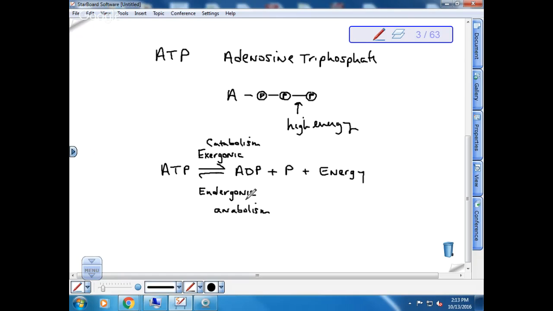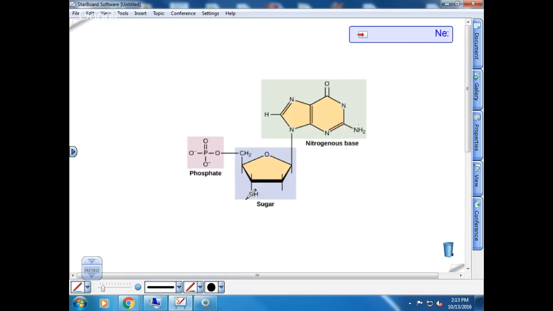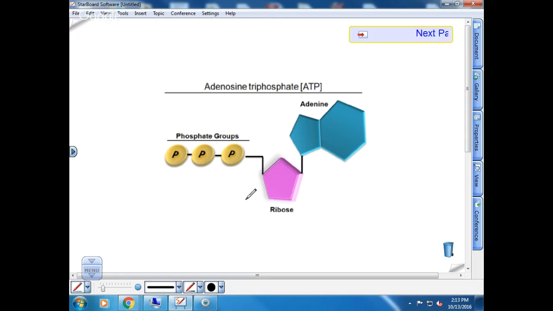Okay. So if we look at that, this is adenosine triphosphate. So we have the adenine group, we have the ribose group, and then we have the three phosphate groups. Okay, so that's the structure of ATP.